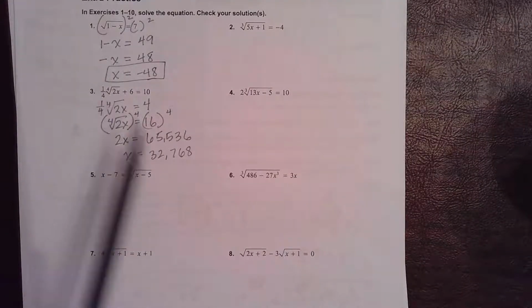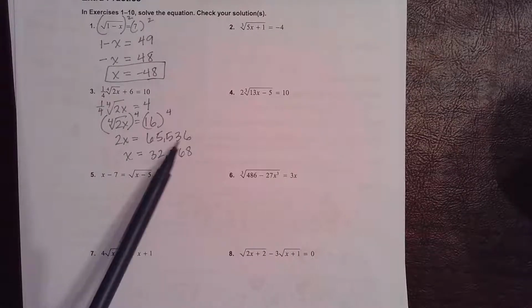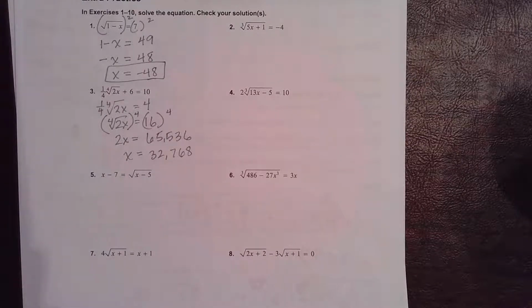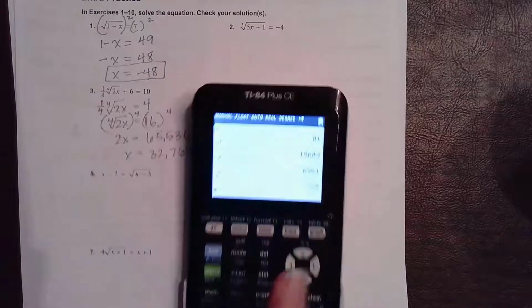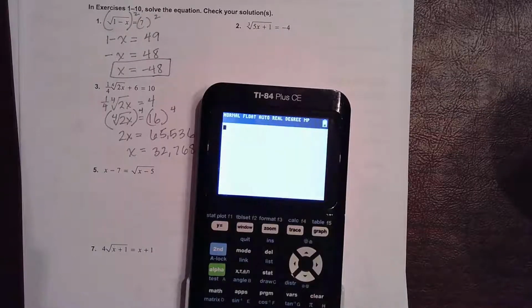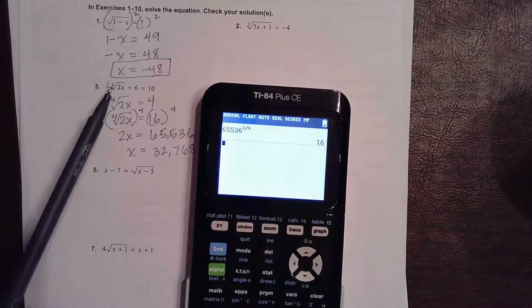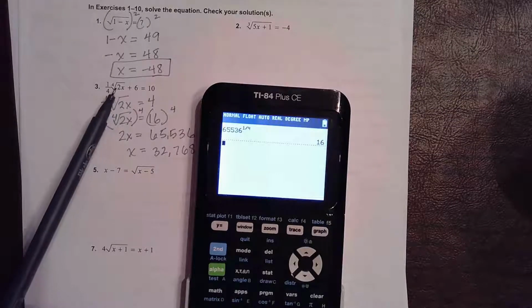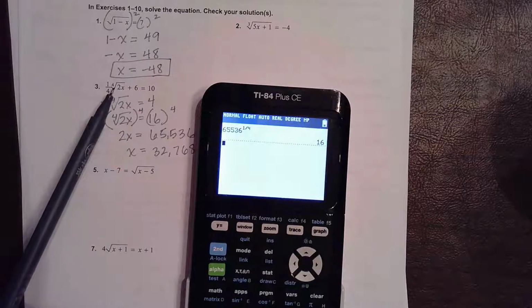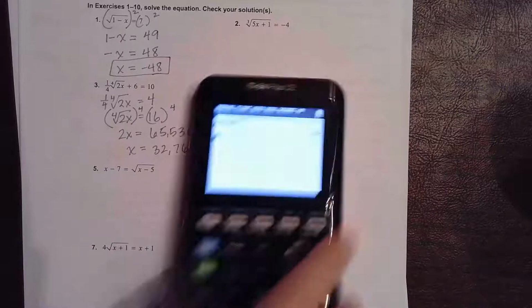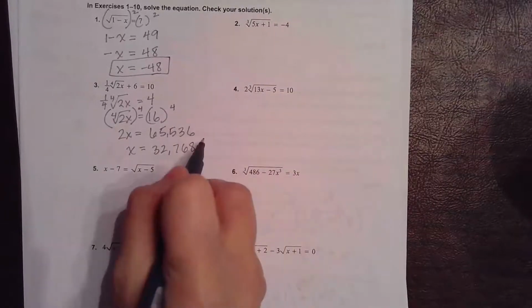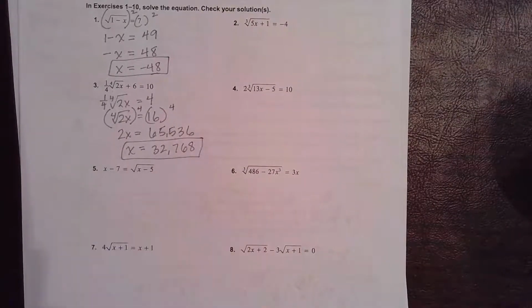So we did 2 times x, so we get the 4th root of 65,536, okay? So again, if you want to do that in your calculator, I just want to show you real quick. If I did 65,536, remember to take the 4th root, you could just raise it to the 1/4 power. So you get 16. So the 1/4 of 16 is 4, and 4 plus 6 is 10. So that does work out. So I'll call that good. All right, let's do some others.